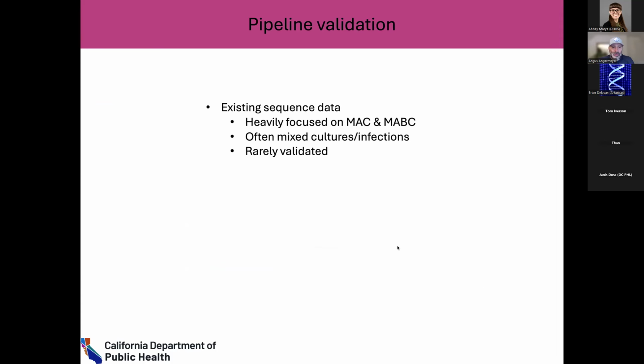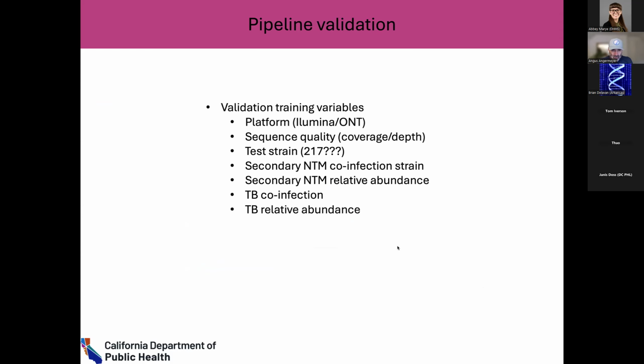And to revisit some of the problems with existing sequence data: like I said, it's really focused heavily on a couple of those complexes, on the whole NTM set in general. It can have a lot of unlisted co-culture and co-infection kind of problems. And again, it hasn't been validated in a public health sense in most cases.